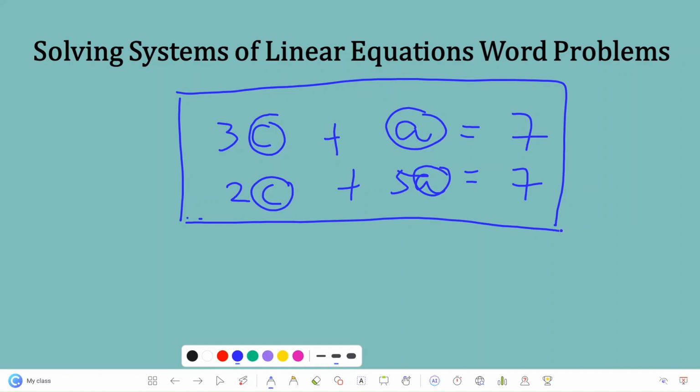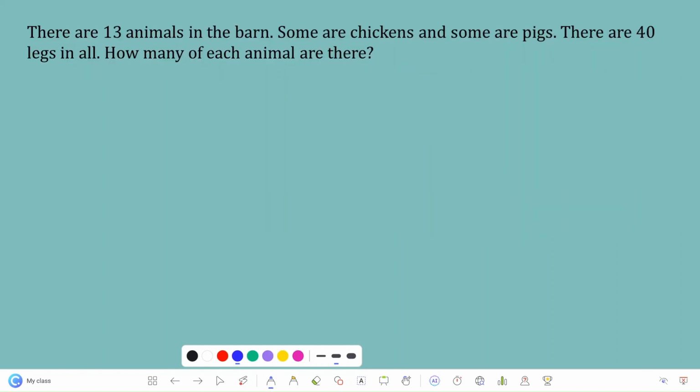But how do we solve linear equation word problems? Okay? Dapat magkaroon ka ng strategy when solving linear equation word problems. Una, para maintindihan, punta tayo sa ating first example. In our first example here, there are 13 animals in the barn. Some are chickens and some are pigs. There are 40 legs in all. How many of each animal are there?